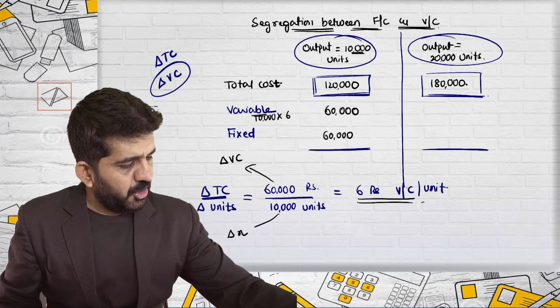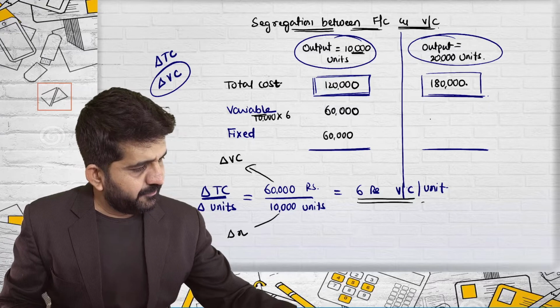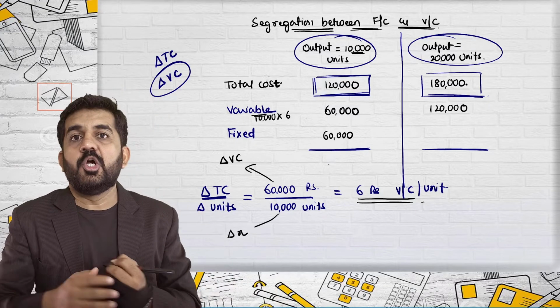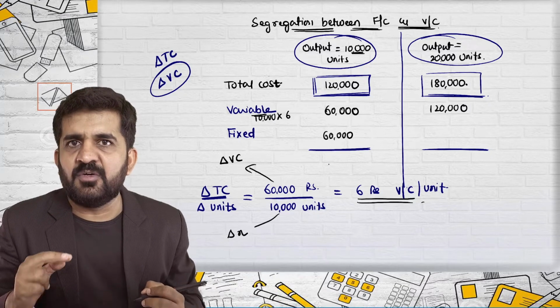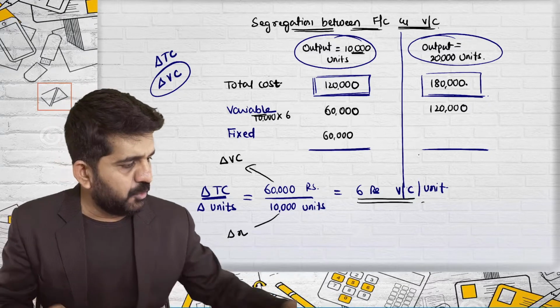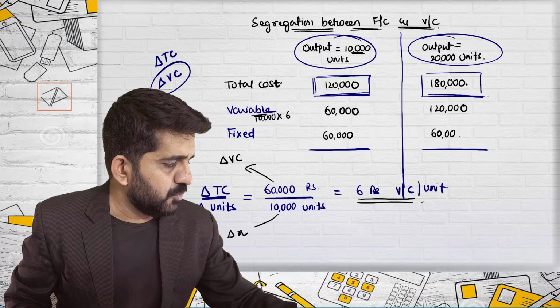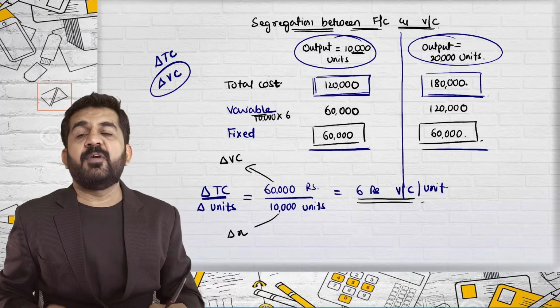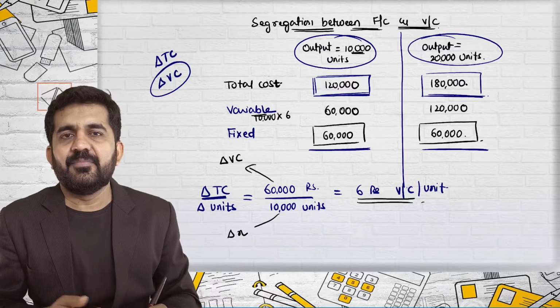Again over here, 20,000 into 6, variable cost will be 1,20,000. Total cost is 1,80,000, variable cost is 1,20,000. So fixed cost is 60,000. Proof that our concept is correct. Fixed cost is remaining same.